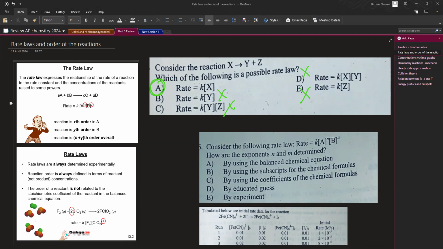Yes, very good. This is from here. See this part. Very popular question again. Check this one. So this n and m, what are they called? Order. Can you determine the order by the equation? No. By formulas? No. By the coefficients of the chemical formulas? No. By educated guesses? No. By experiment? Yes. See, rate laws are determined experimentally.